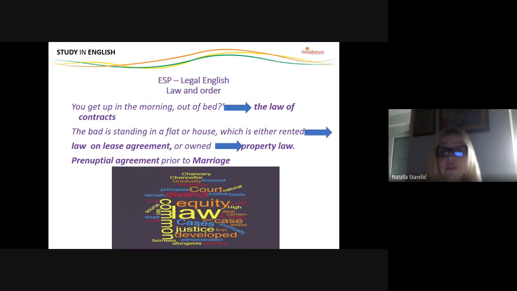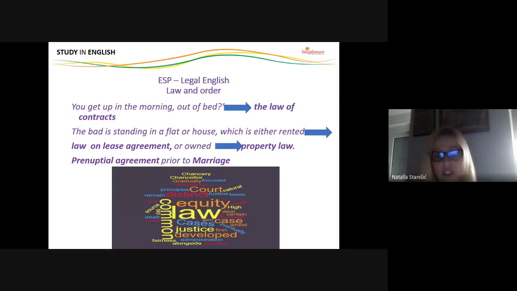Then the bed you bought is standing in a flat or a house which is either rented. So if it is rented, we can apply the law on lease agreement, or if the flat or house is owned, we can apply the property law. So actually it is everywhere around us. Even if you don't study the faculty for law, you can apply everything you learn in the classroom to real life situations.